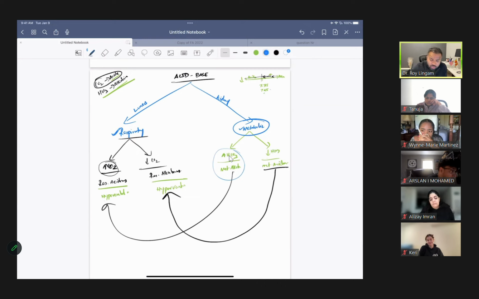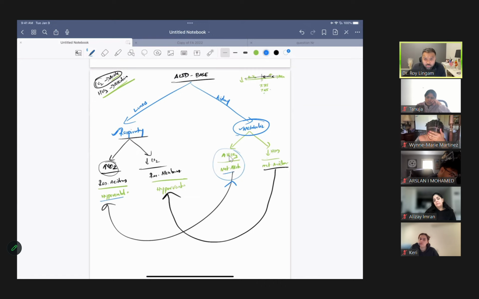Now, if I tell you your problem is in the lungs, then your kidney will compensate. So let's say the patient has respiratory acidosis. The kidney will compensate by reabsorbing more bicarbonate. So we're going to say it's retaining bicarbonate. So metabolic alkalosis is the compensation. It's not opposite, it's the same direction.